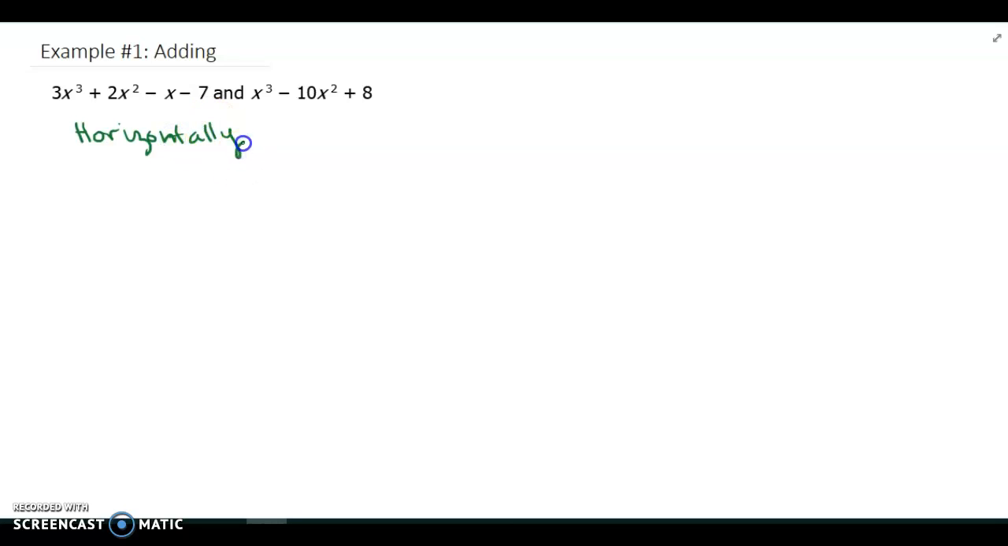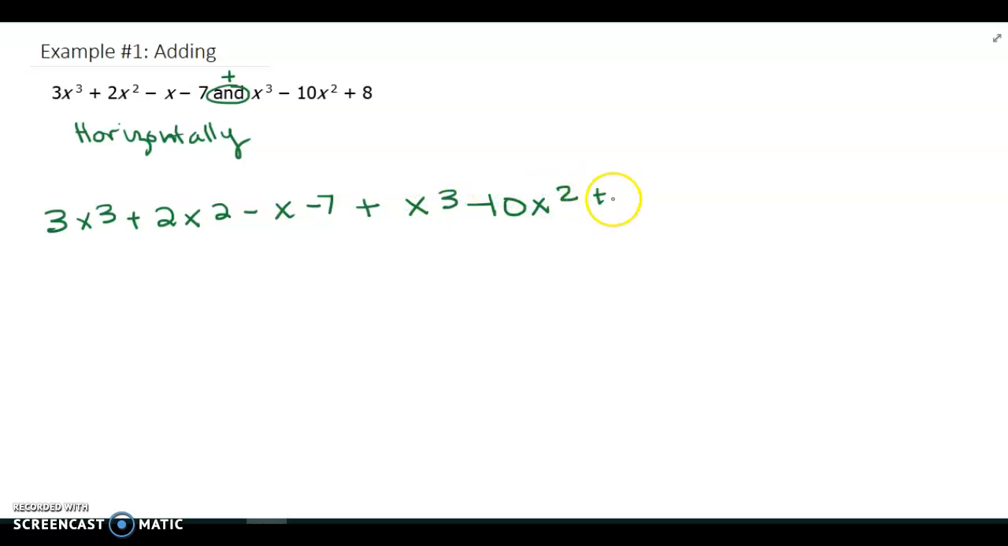Now, most of our students and myself add horizontally. This is kind of what we do. So we're just going to add these two, and we're going to put plus. So 3x cubed plus 2x squared minus x minus 7 plus x cubed minus 10x squared plus 8.